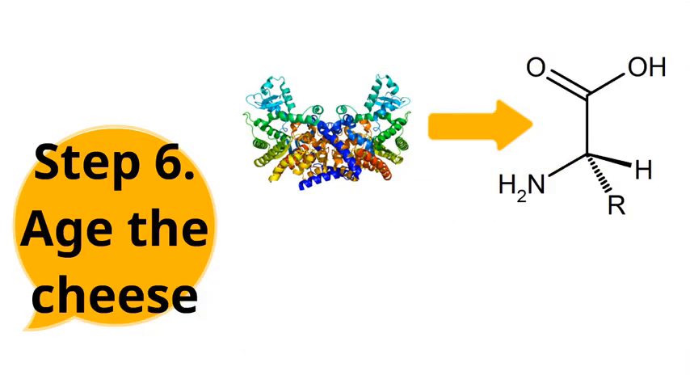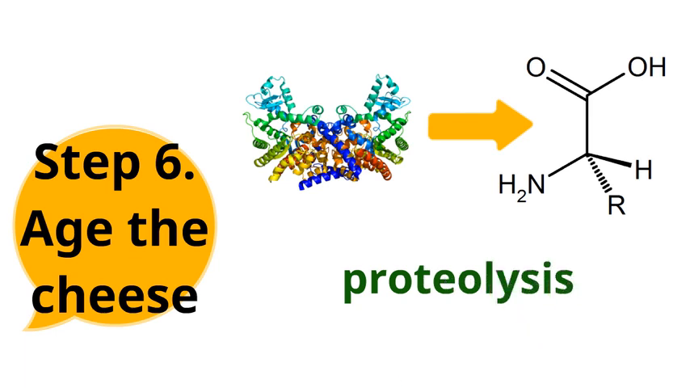The final step, which only occurs for some cheeses, is the aging process. What happens here is that over time, the bacteria in the cheese breaks down the proteins into smaller peptides and then the individual amino acids. This process is known as proteolysis. This helps to create a stronger and more complex flavor in the cheese.